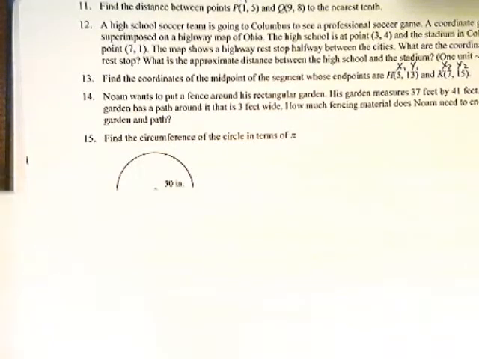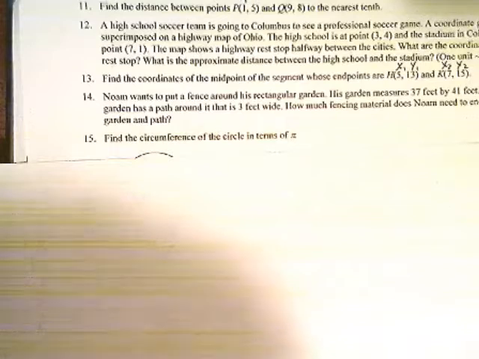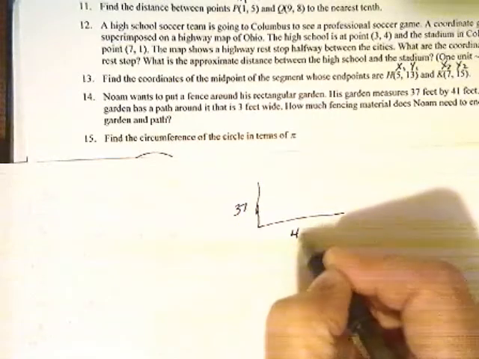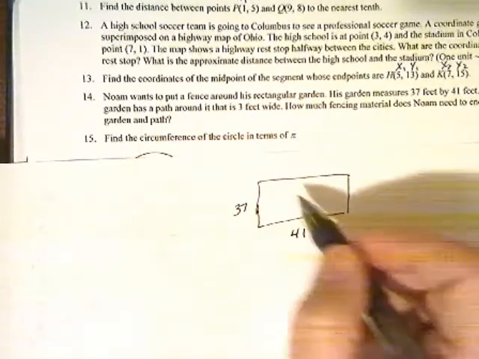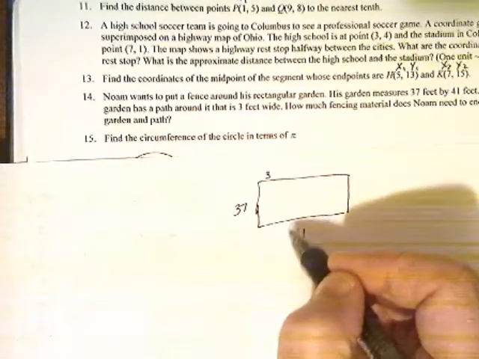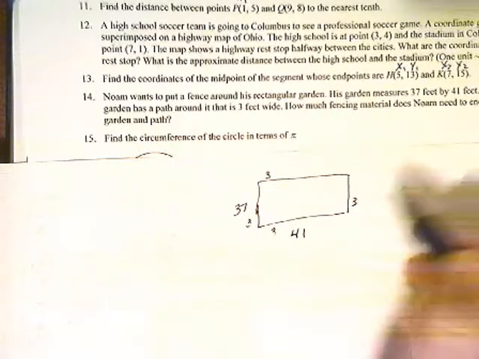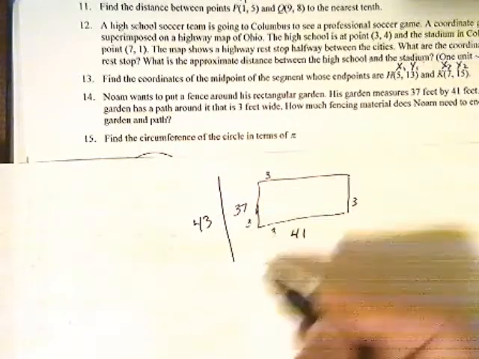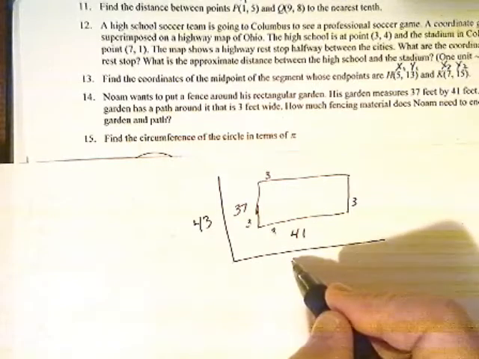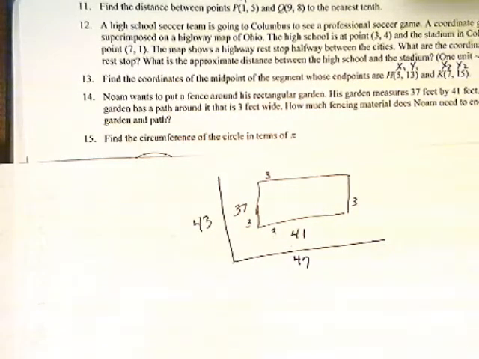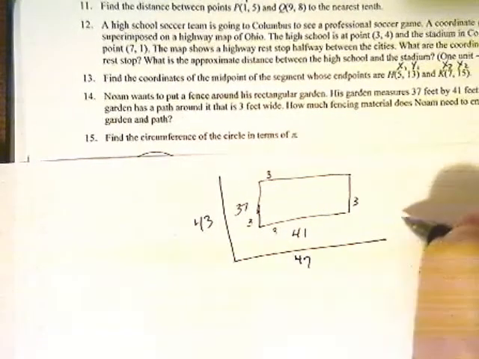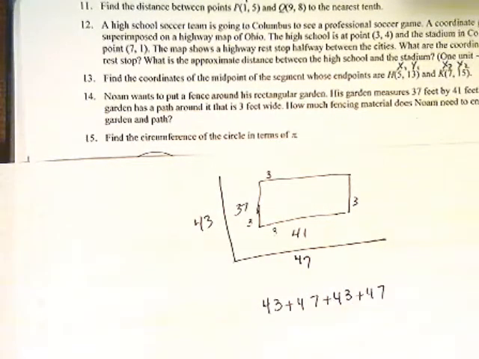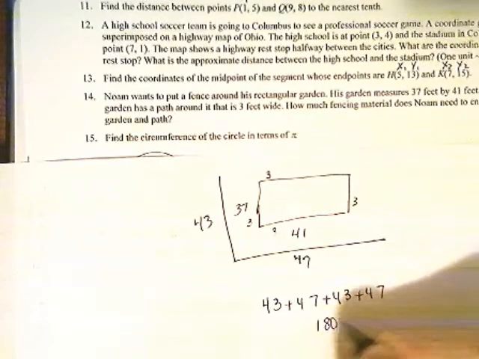14 says Noam wants to put a fence around his rectangular garden. His garden is 37 by 41. The garden has a path around it that's 3 foot wide. 3 foot on this side, 3 foot on this side, 3 foot on this side, 3 foot on this side. So 37 plus those two sets of three really gives me 43. 41 plus two sets of three gives me 47. How much fencing material does he need? He needs 43 plus 47 plus 43 plus 47. If you add all that up, it's 180 feet.